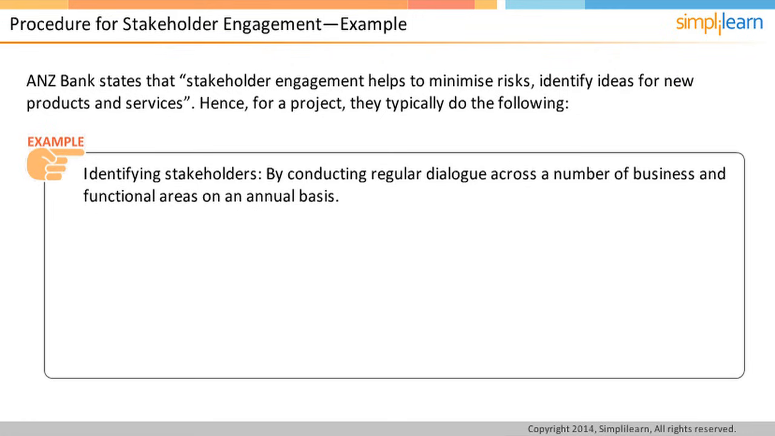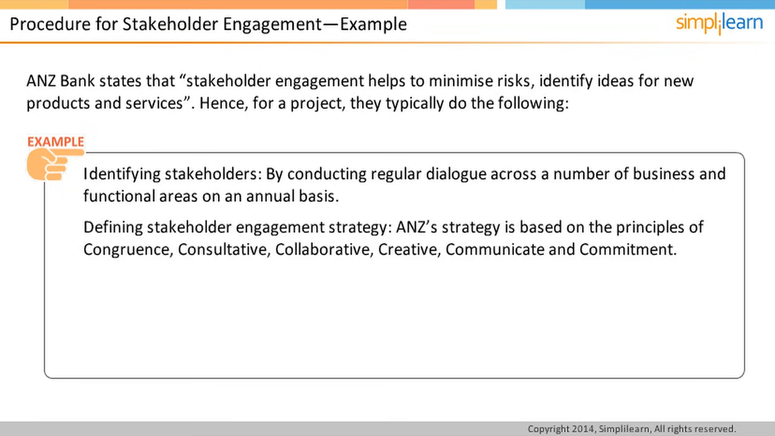Defining stakeholder engagement strategy. ANZ's strategy is based on the principles of congruence, consultative, collaborative, creative, communicate, and commitment. The approaches include dialogue in the form of stakeholder forums, participation in multi-stakeholder initiatives and meetings, consultation through surveys, focus groups, and online feedback forms, communication through CS newsletter and website, employee engagement through annual survey, My Voice, and through online CEO chat feedback forum.